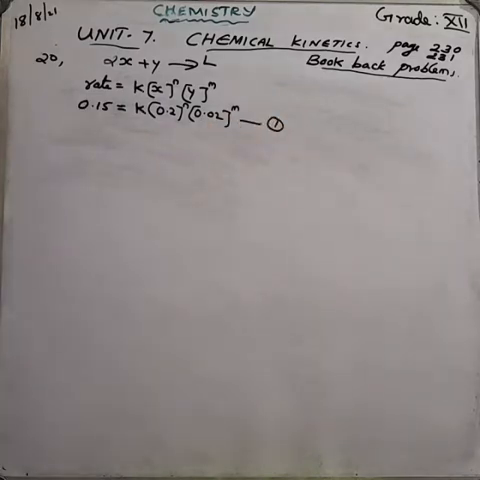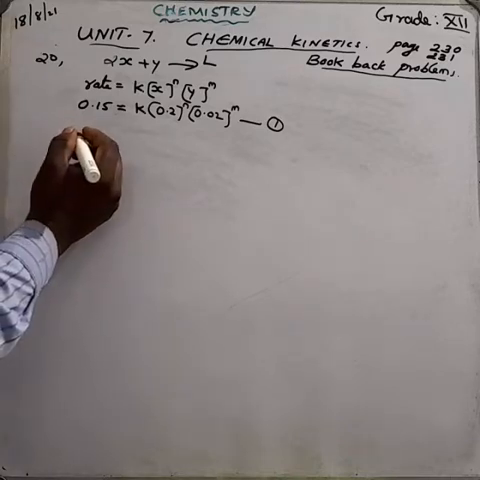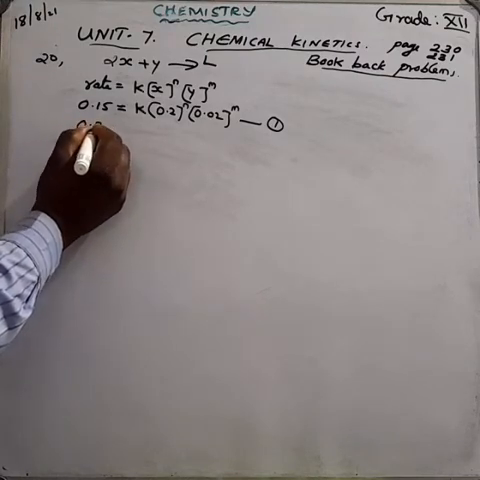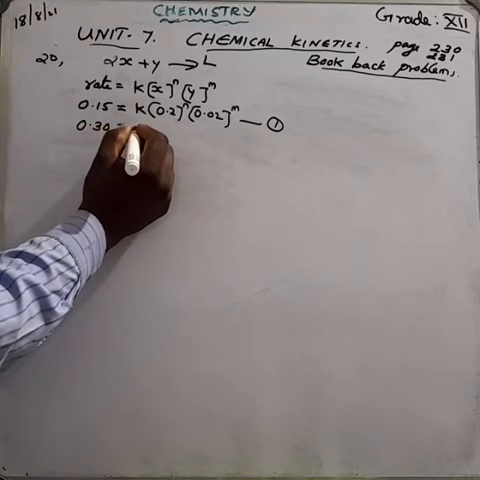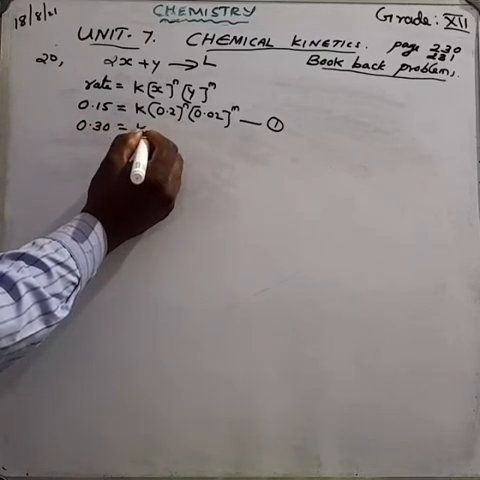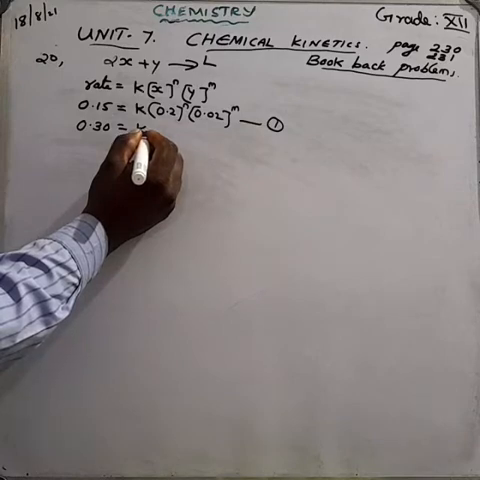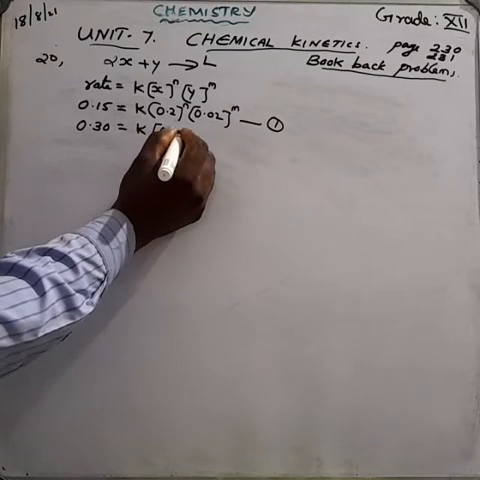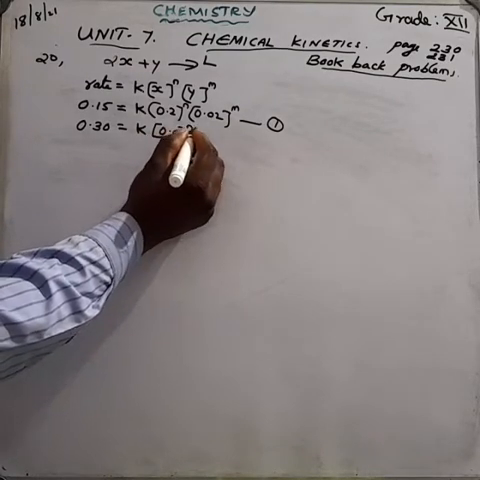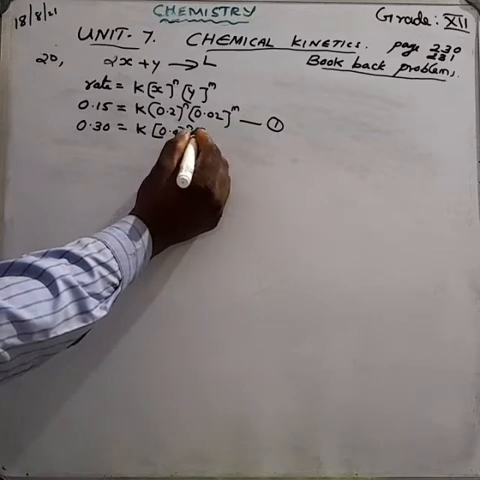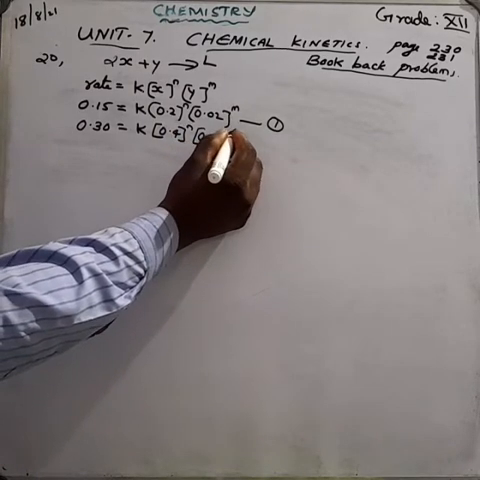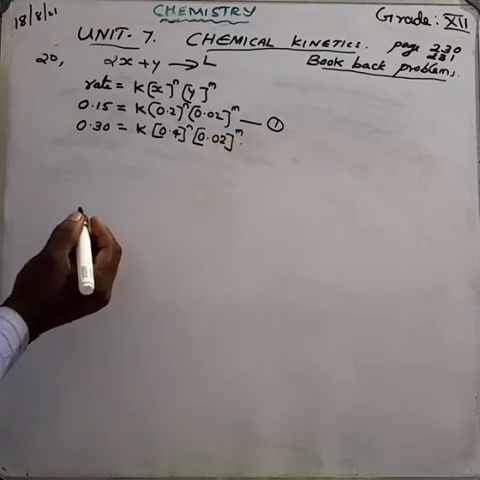What is about equation number 2? How can you write equation number 2? The rate can be written as per the tabular column: 0.30 equal to, as per the formula, K into, what's the value of X? 0.4, so power N, into, what's the value of Y? 0.02, power M. That's about equation number 2.